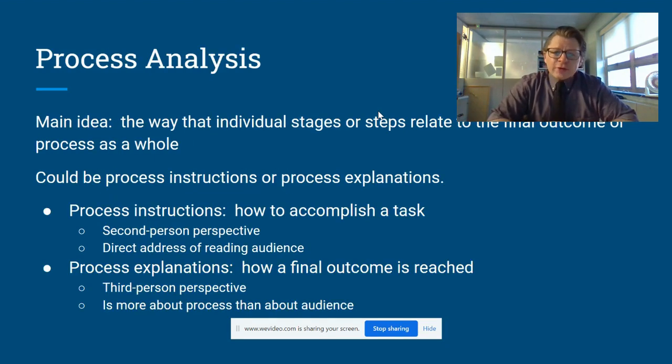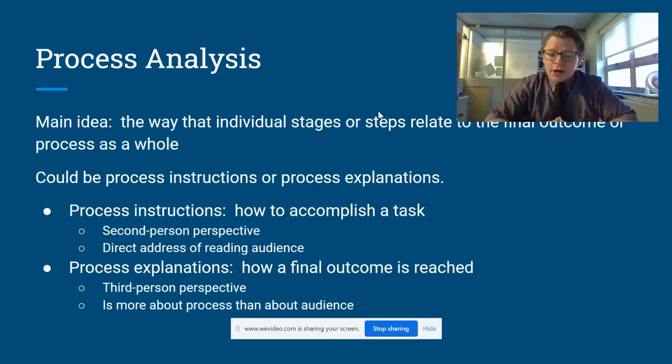Moving along, the first of the rhetorical modes that makes use of the examples that we construct is process analysis. The main idea of a process analysis is the way that individual stages or steps relate to a final outcome or process as a whole. It could be process instructions or a process explanation of some kind.